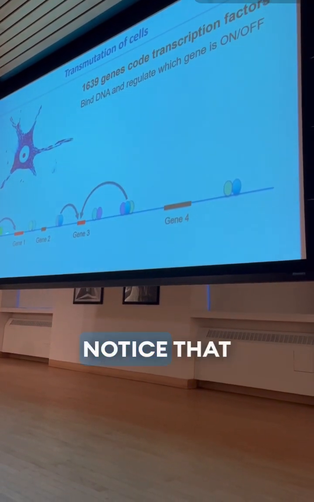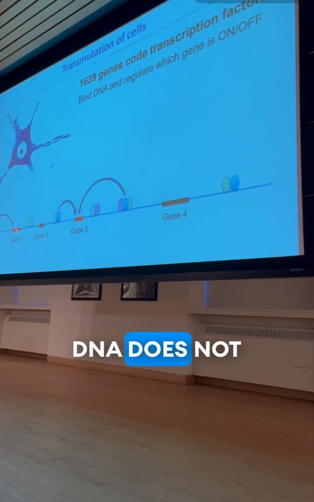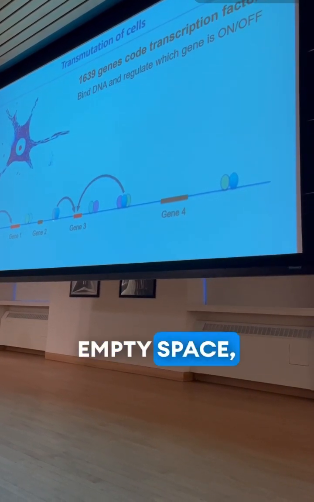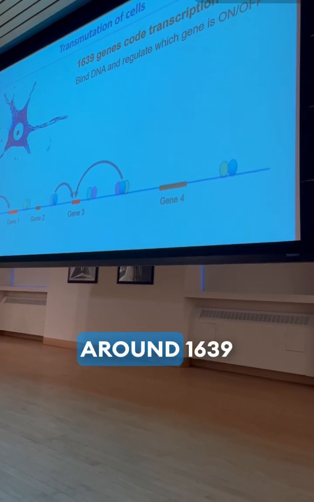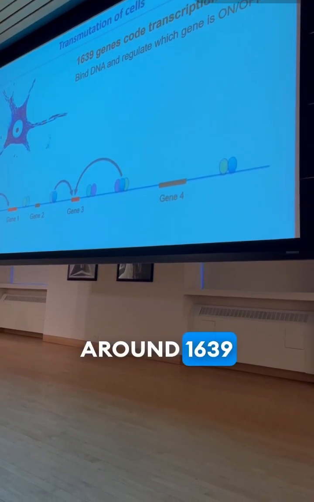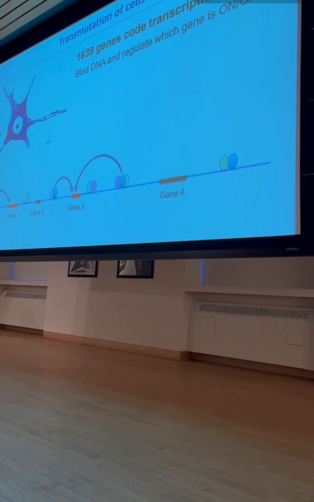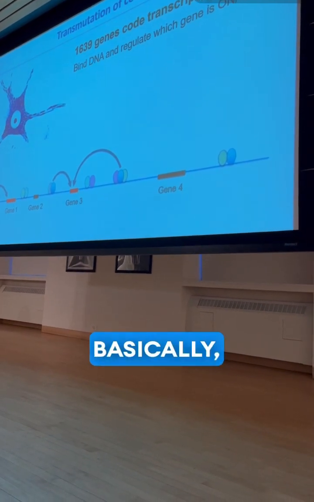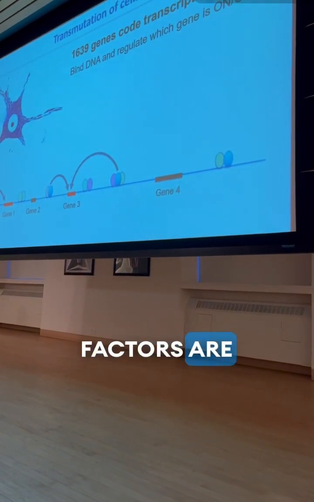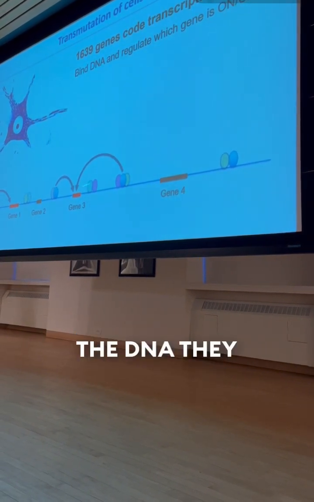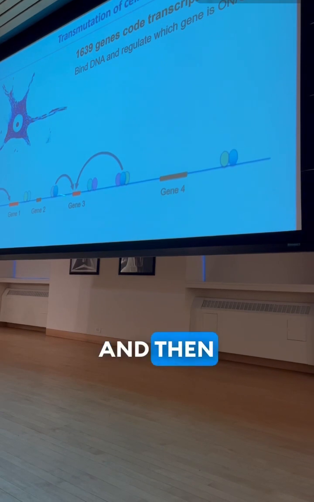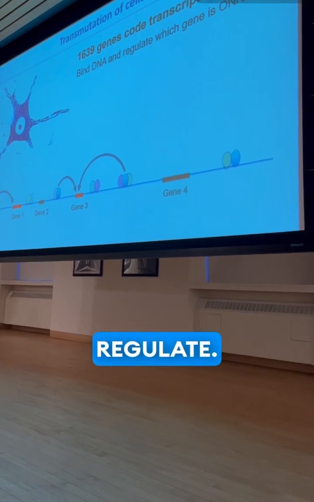And you can also notice that most of the DNA does not contain genes. It's this empty space, and that's exactly where these transcription factors bind. We have around 1,639 transcription factors as the latest count. And basically, which of these factors are turned on in a cell will define which regions of the DNA they will occupy, and then also which genes they will regulate.